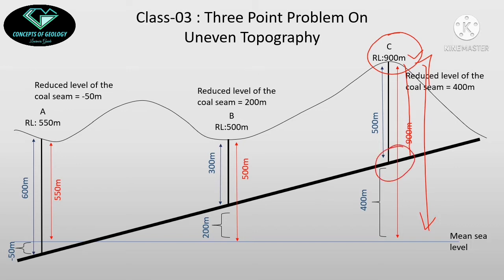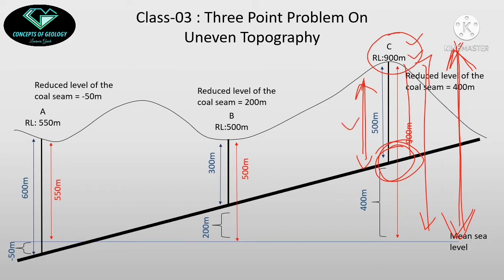To calculate this we need to subtract the borehole length from the total elevation. So the RL of this point equals the total elevation minus the borehole length. Here it is 900 minus 500, so the RL will be 400 meter, and this is positive. Here it was also positive, but here we have a value which is negative. Why is the negative value coming here? Because the target bed is going below the datum plane or mean sea level where the borehole is touching it.